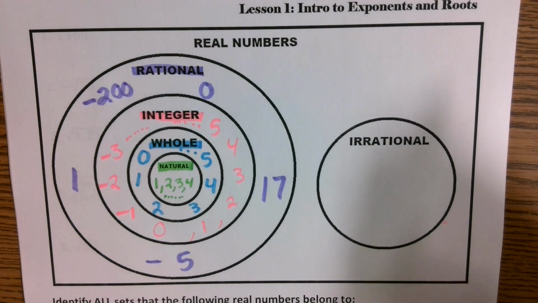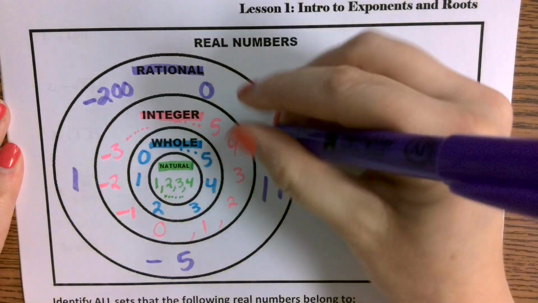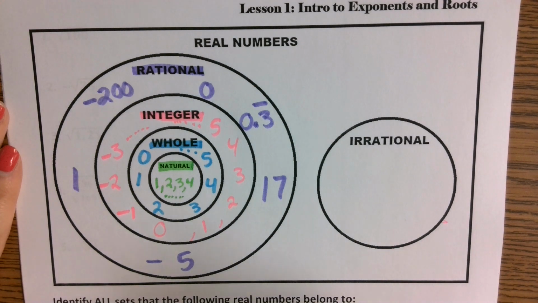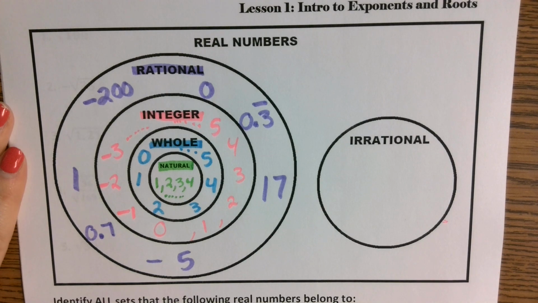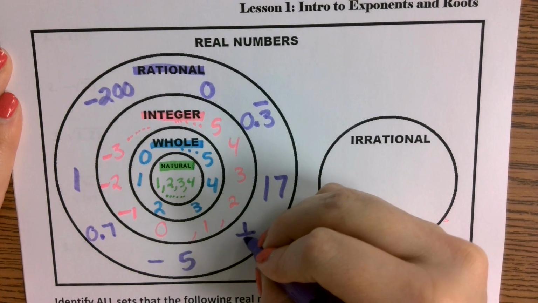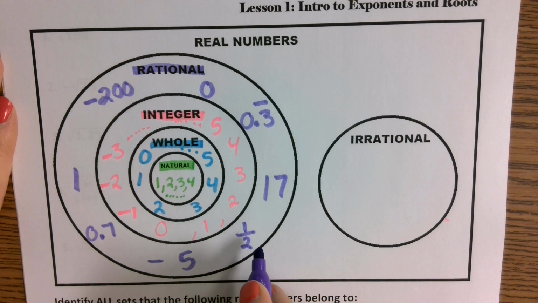Rational numbers can also be fractions and decimals, as long as their decimal form repeats, like 0.3 repeated, or terminates, like 0.7. Okay, so as a fraction, 1/2. 1/2 is a rational number because when I change it to a decimal, 1/2 is 0.5. 0.5 is a terminating decimal.